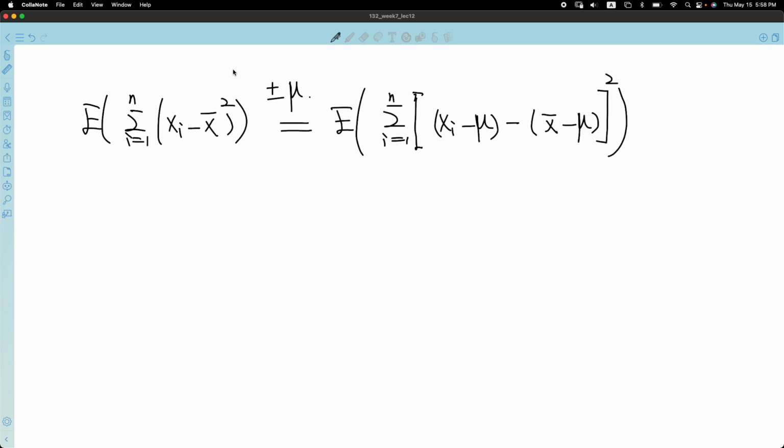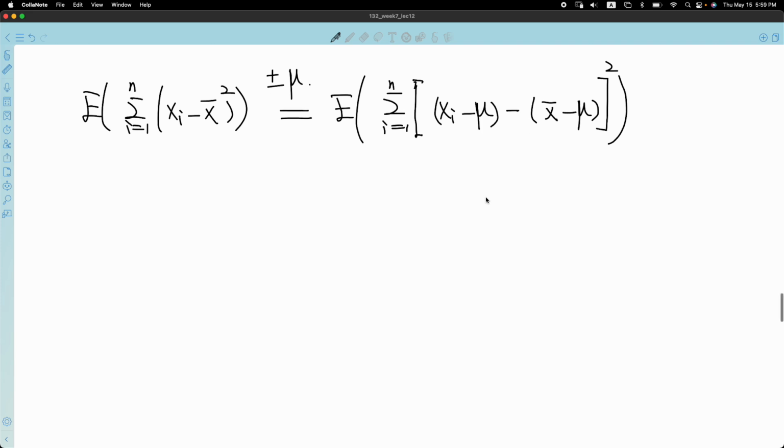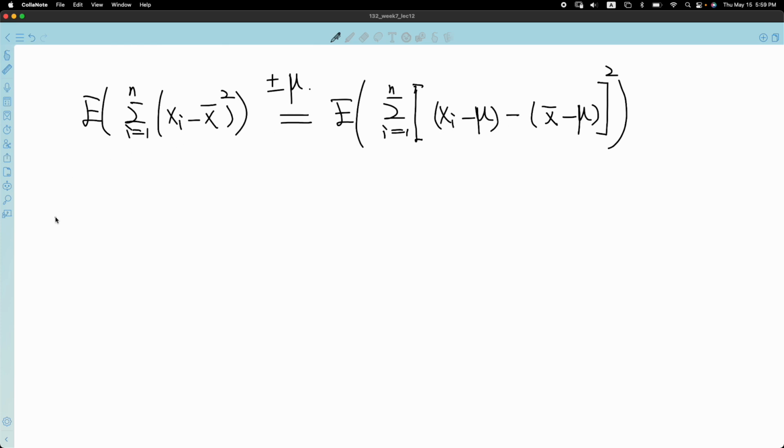Any question? So inside this square, I'm adding and subtracting the mu, so it stays the same, but we have this expansion here. Now let's continue expanding these terms. We have the expected value, again, summation from 1 to n. Here you have (a minus b) squared, so you will have a squared minus 2ab plus b squared.